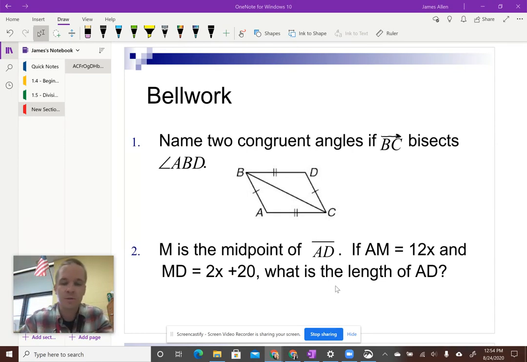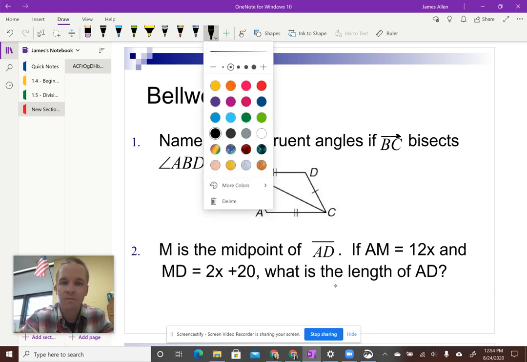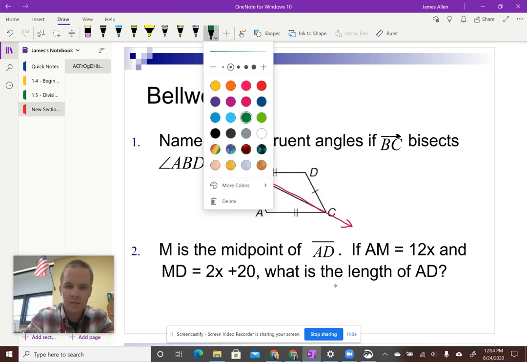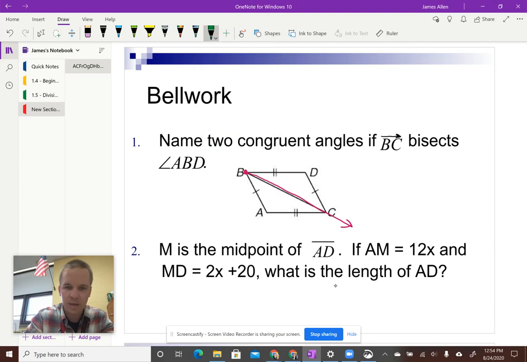Now, the reason why I want to do this one is because I think we miss out on the direction of a ray, and we get a little bit confused sometimes as to how to apply that. Alrighty, I'm going to go with plum as my color here. So BC is my ray, which would mean that it starts at B and extends on forever through C. And it is bisecting, I'm going to switch colors again, angle ABD, which would be this angle here.